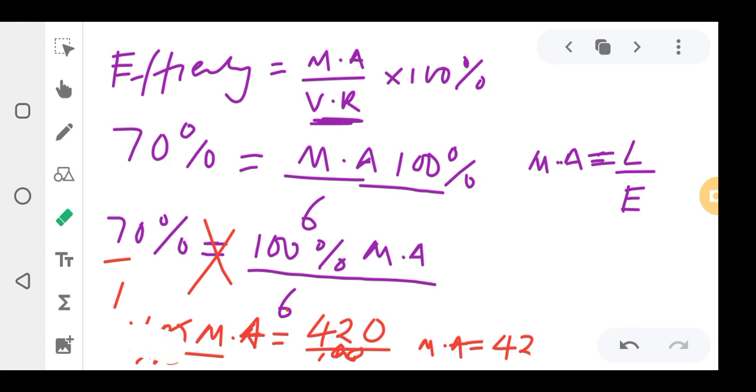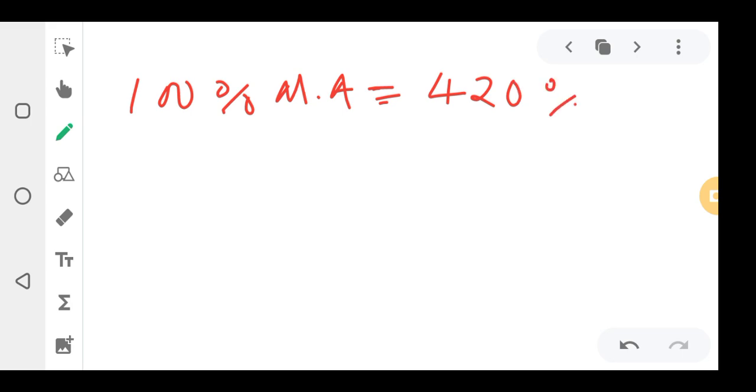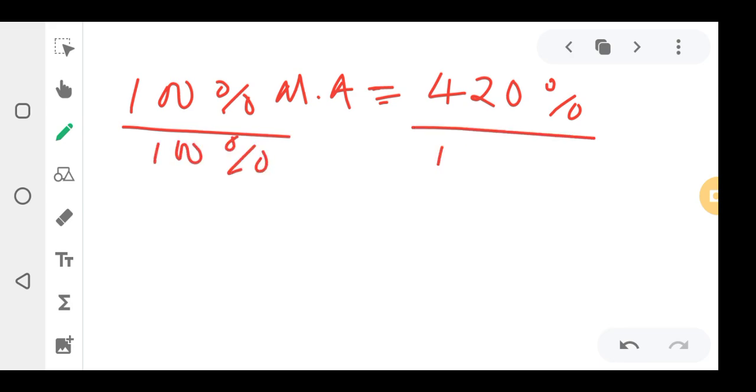Do you see this? Maybe you didn't see this. Let me redo this part here, maybe you are confused. Let me take it the other side. If we take it this side, it's going to be 100% times mechanical advantage is equal to 420%. Then we divide by 100% this side, so as to remain with MA, and even this side by 100%. So this cancels out.